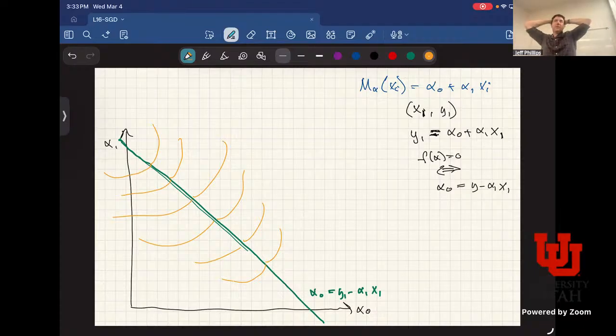What do you guys think? Some shaking heads, no. Okay, how do we check if it was convex?